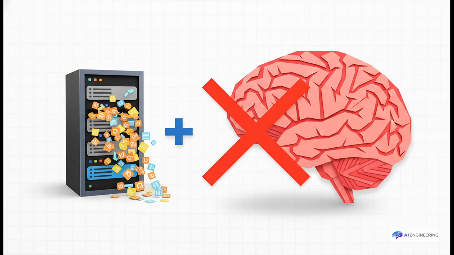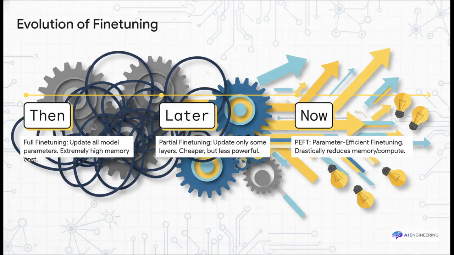So when you add it all up, this whole reality made traditional full fine-tuning, where you try to update every single parameter in the model, basically a non-starter for anyone without a nation-state's budget. So this huge memory problem actually sparked a ton of brilliant innovation. We went from that impossible full fine-tuning method to trying to update just a few layers here and there. But the real breakthrough was something called PEFT, Parameter-Efficient Finetuning.